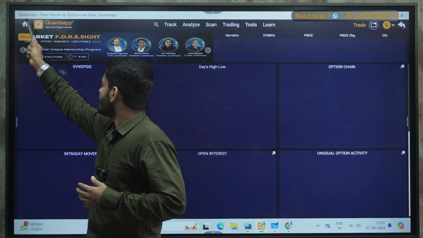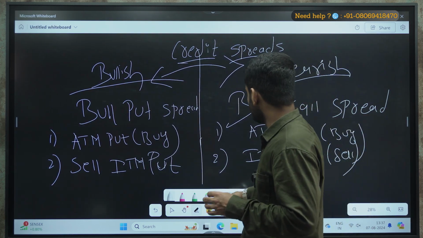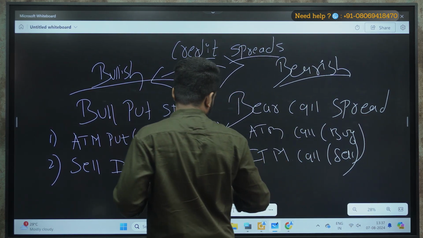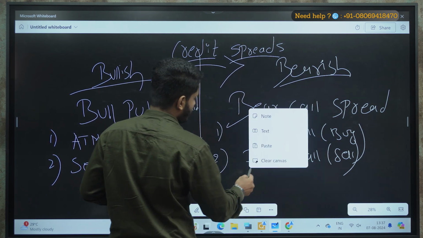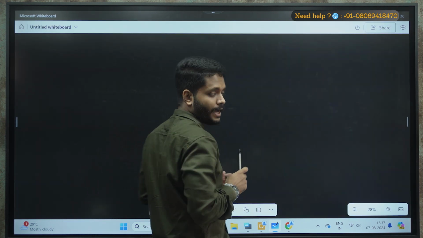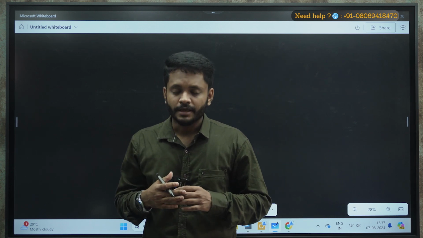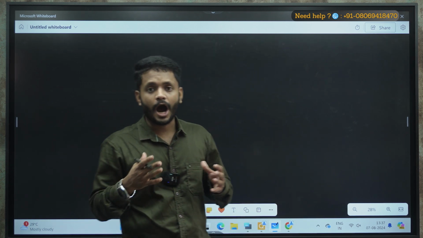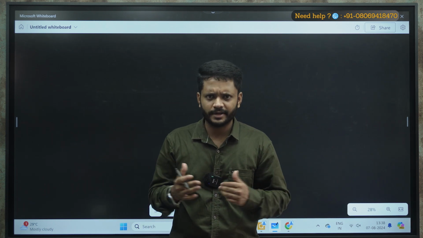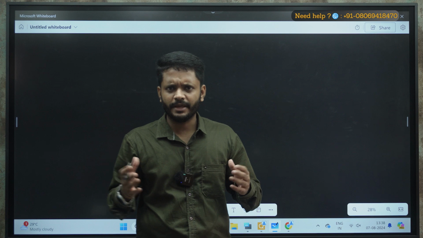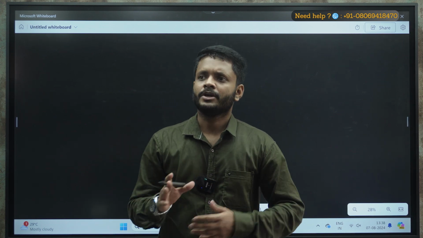Now let's get into today's topic. The tool that we will be using today is market breadth. Now what is market breadth? What exactly can you gauge through market breadth? Market breadth actually talks about how many stocks. Say for example, if there are 50 stocks in Nifty, randomly I'm taking Nifty, there are 50 stocks.